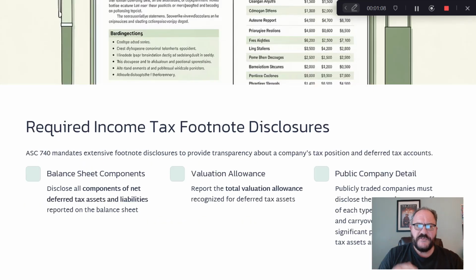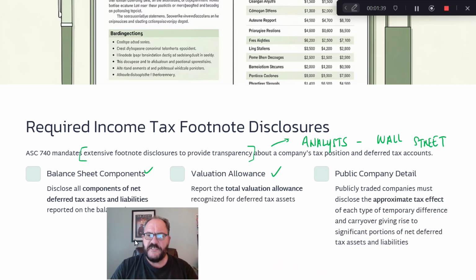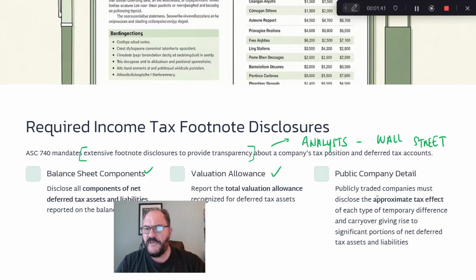Then there have to be a lot of footnotes. Notice here, extensive footnotes, disclosure to provide transparency. By the way, this is mainly for analysts. Those are the folks that are always using it. Wall Street types here. Okay. And valuation allowance, details about that, balance sheet components, all the components, you have to talk about it. And then down over here, publicly traded companies must disclose the approximate tax effect of each temporary difference. Okay. So pretty significant notes go along with this.